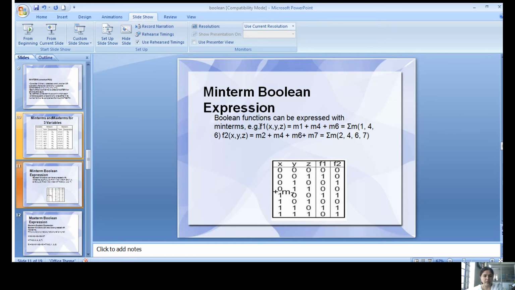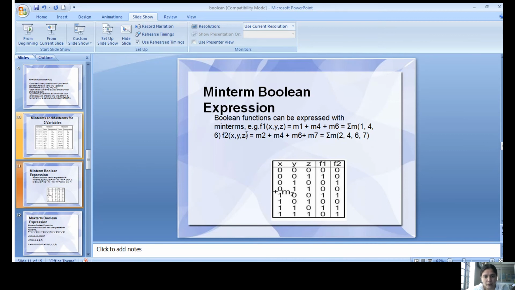And what are the inputs? It is X, Y, Z. So you have three inputs, that is a three variable input. Three variables means how many combinations will you have? 2 raised to 3, it is 8. So it is from 0, 0, 0 till 1, 1, 1. That is 0 till 7 you will be having.